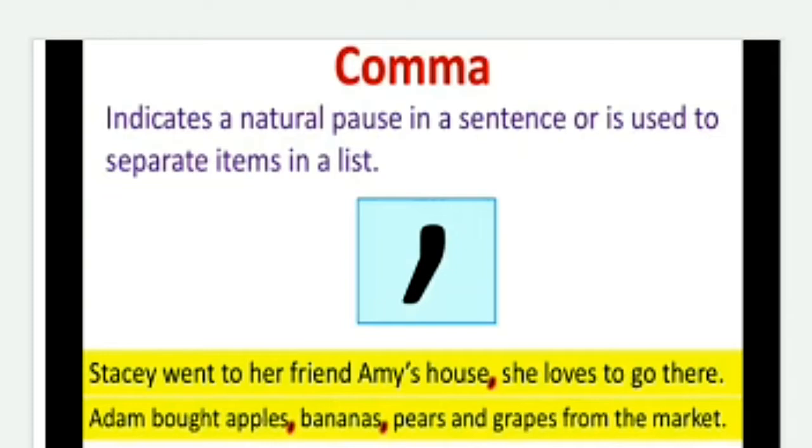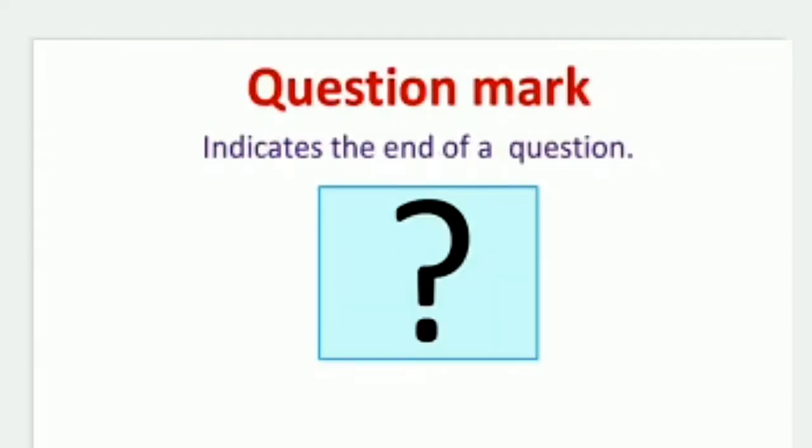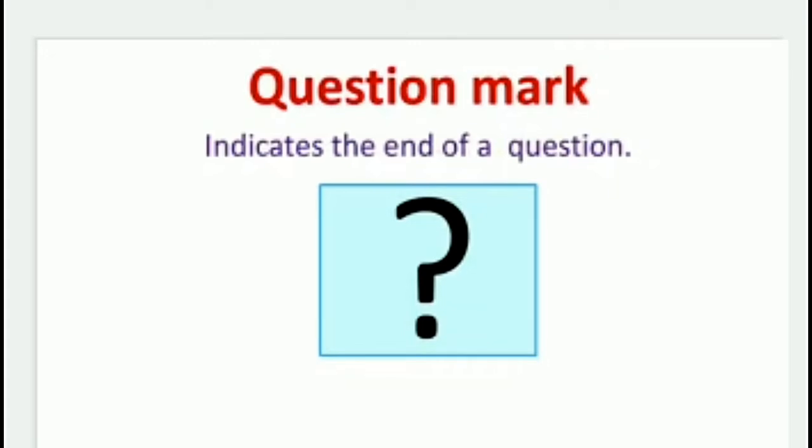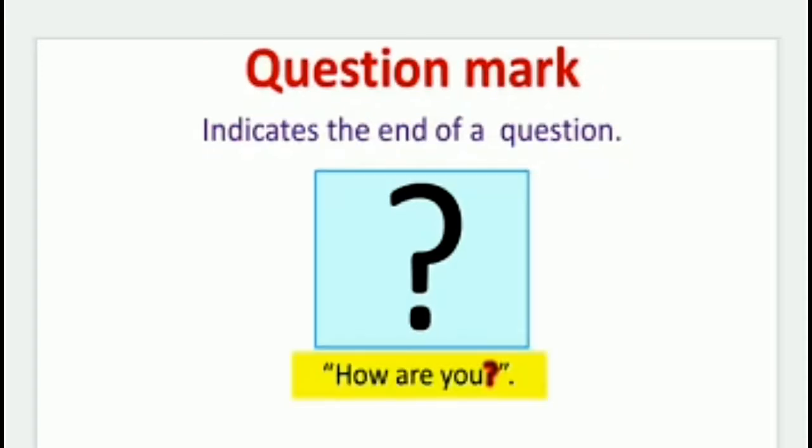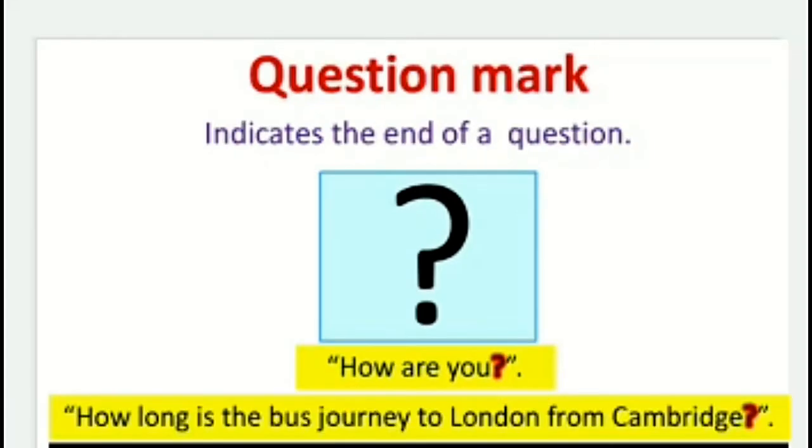And the third punctuation mark, that is the question mark. The question mark indicates the end of a question. So if we ask a question, obviously you should mark it with a question mark. For example, how are you? And then, how long is the bus journey to London from Cambridge? So the question mark indicates the end of a question.